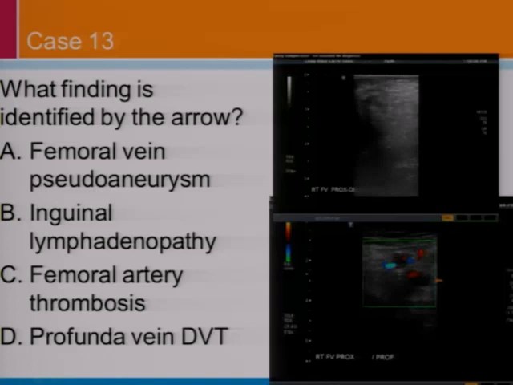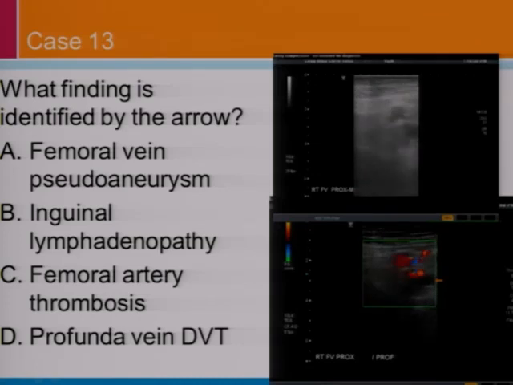So what is identified by the arrow? And there should be another arrow sitting right here. All right. Is this a femoral vein pseudoaneurysm? Is this inguinal lymphadenopathy, a femoral artery thrombosis, or a profunda vein DVT?